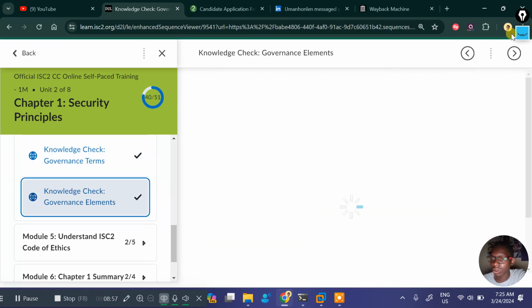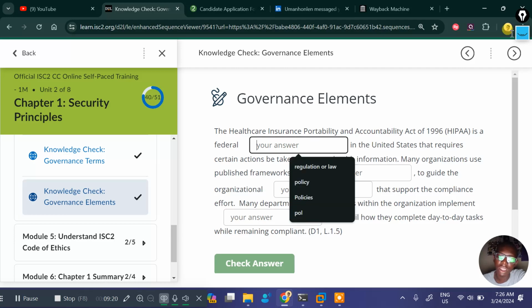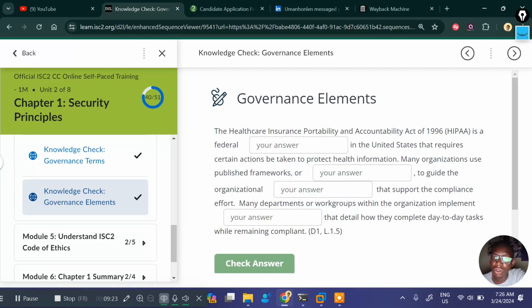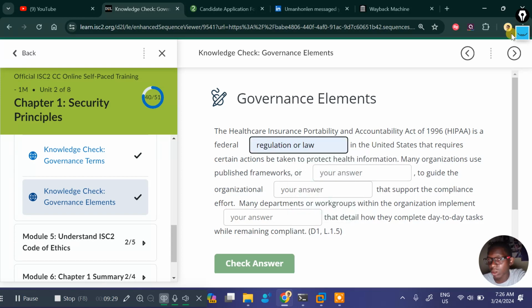And we have another knowledge check here, obviously. We have the HIPAA. What is HIPAA again? Is it a government policy? Or is it a company policy? Or is it a government law? Or is it an industry standard? What do you think? Of course, if you went ahead to say HIPAA, which is the Health Insurance Portability and Accountability Act, is a law, then you might be correct because it's relating to the United States, which is basically a country that is under a government, that requires certain actions to be taken to protect health information.